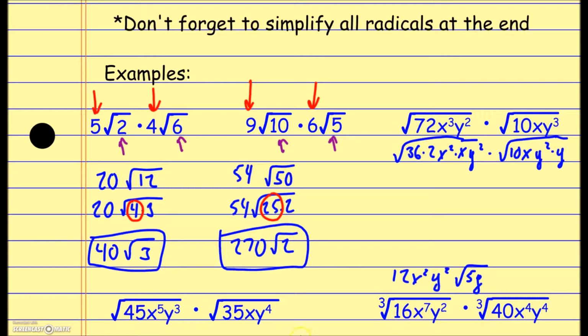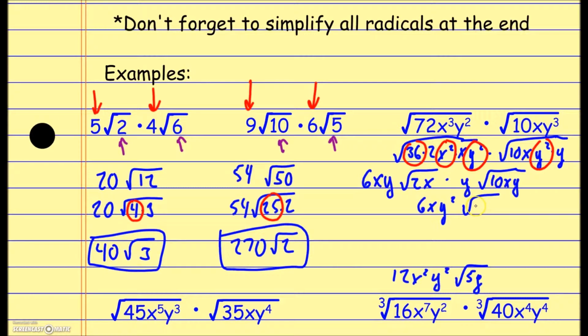And now again, I'm taking the square root of the numbers. That one gives me a 6. The variables I'm dividing by 2, so I end up with an x and a y. And then what's under my square root is the 2 and the x. Over here, I can take the square root of the y squared, that's about it. So that's going to leave me with a y and then a square root of 10xy. And now from here I can do some multiplication. When I multiply, that gives me a 6xy squared on the outside. Inside I get that square root of 20x squared y.